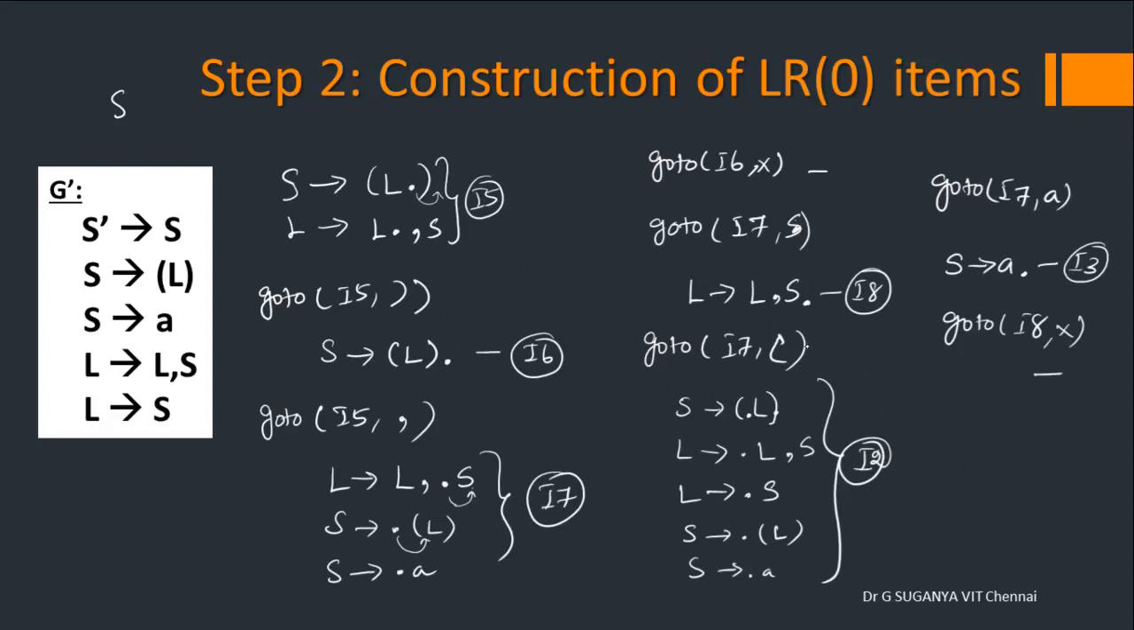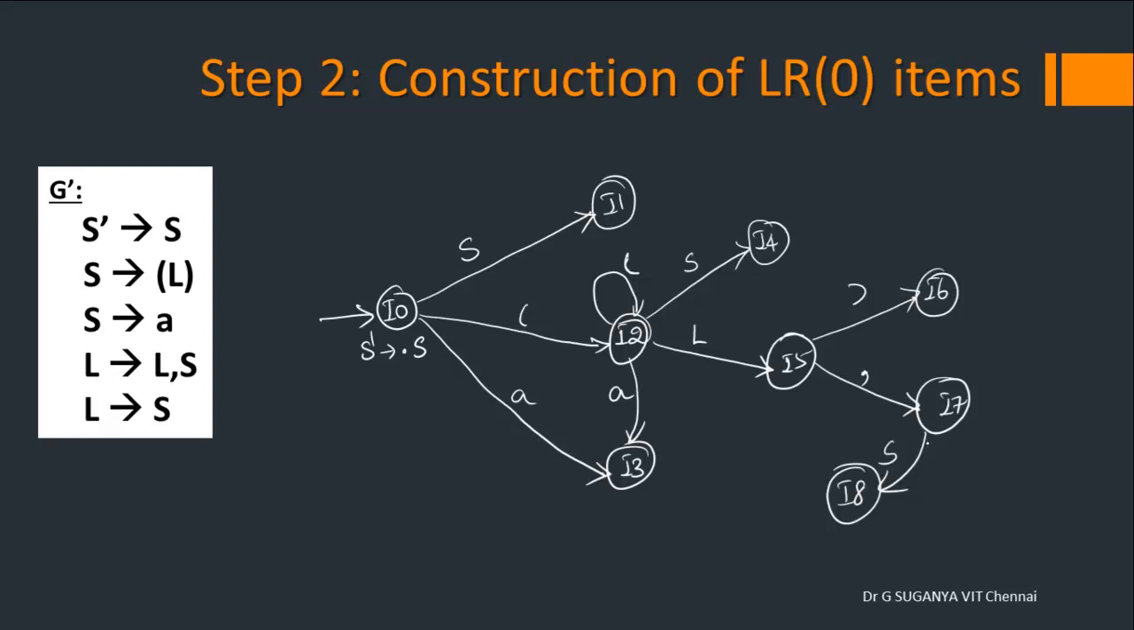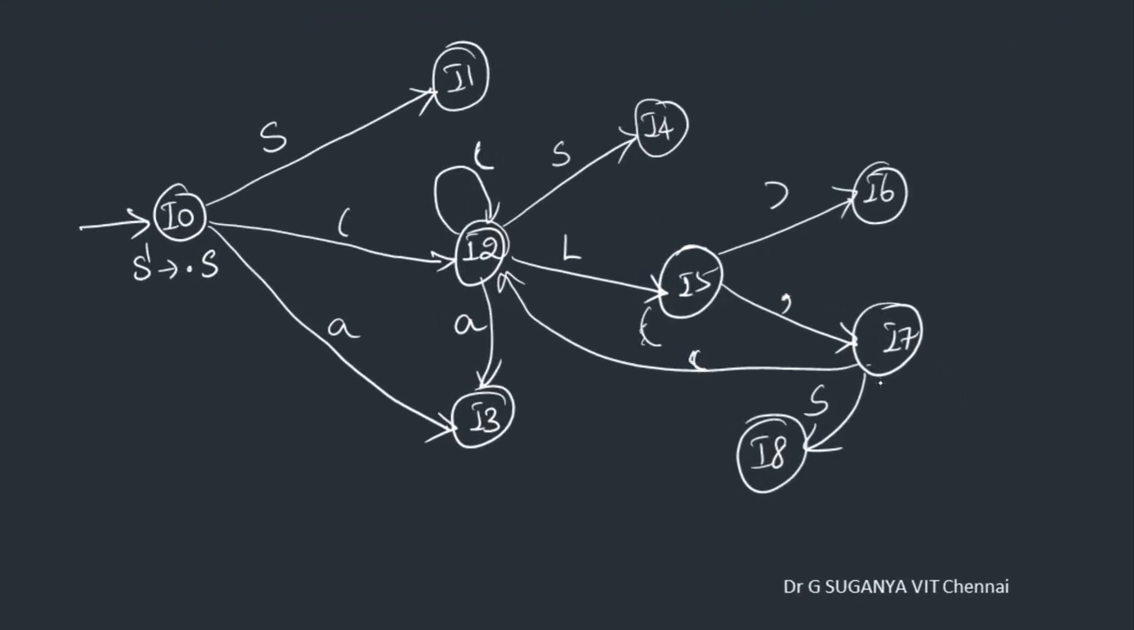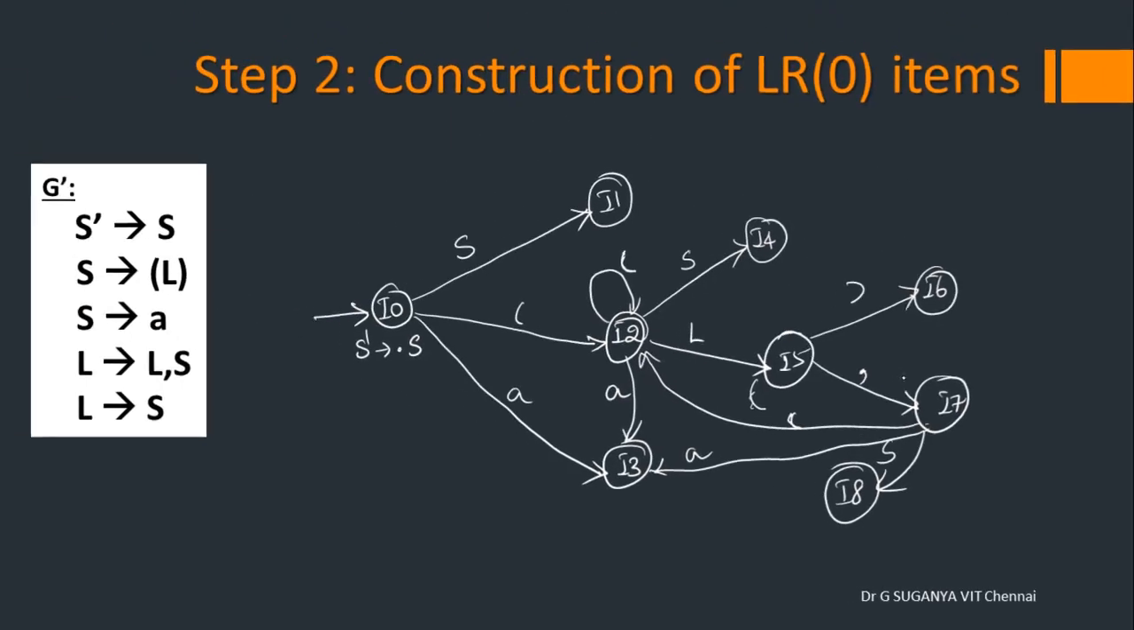So from I7 again, on left bracket it goes to I2, and on A it goes to I3. So from I7, on left bracket, it is to I2. Okay, so this is the left bracket, then this is on A. So that's all, it's done.